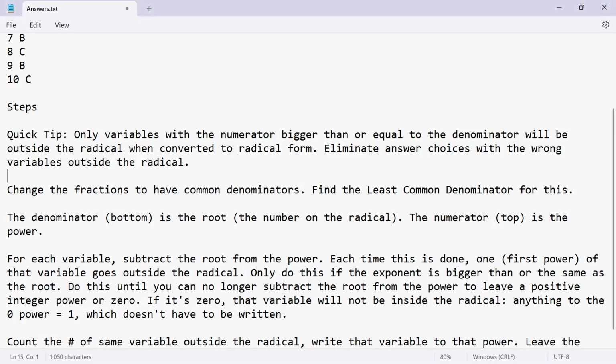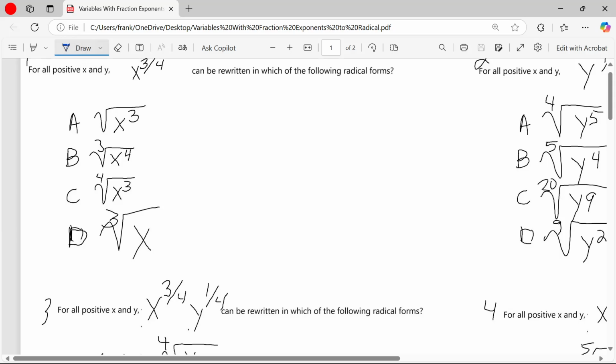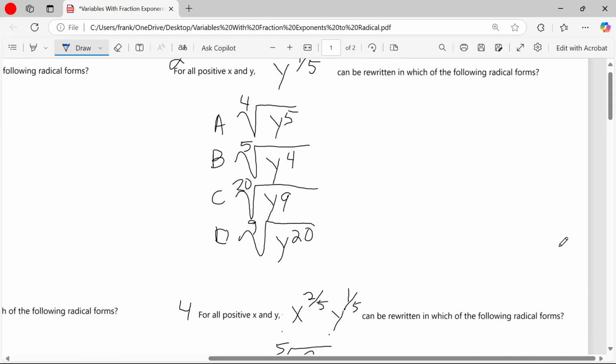There's only one fraction there. The denominator is the root. The numerator is the power. So this is the 4th root, and the numerator is the power, x to the 3rd power. And that is answer C. That one's done. Here's the second one.